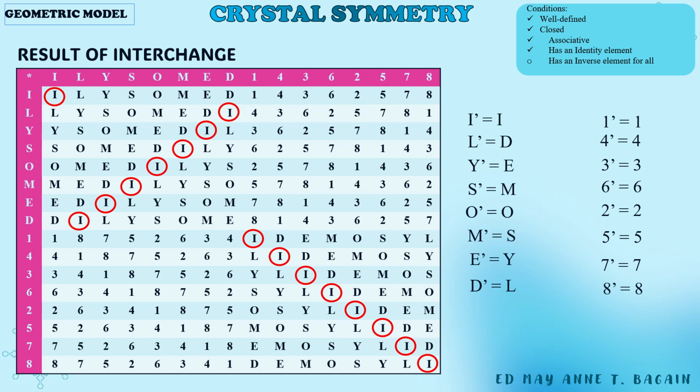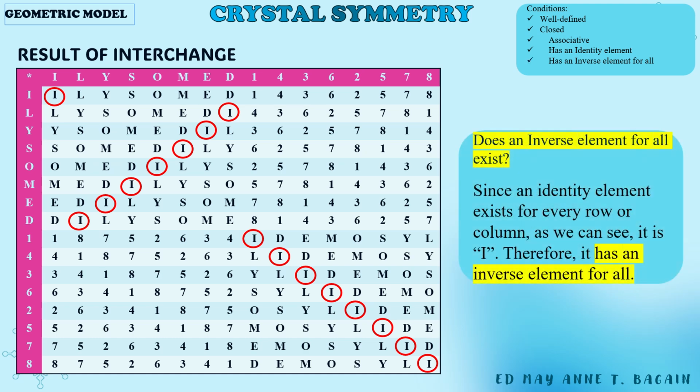So as we can see, therefore, it has an inverse element for all because there is an identity element for every row or column. And that is I. And that is checked. It has an inverse element for all.